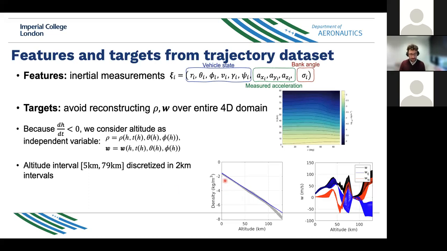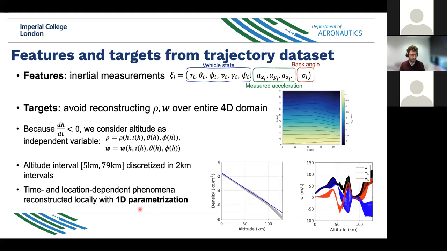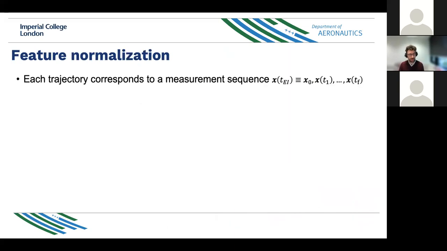You can see here the density and the wind profiles that we get from the sampling of the ground model along with the simulation of the trajectories. Essentially, we can reconstruct in this way, with only 1 degree of freedom, both time and location dependent phenomena.